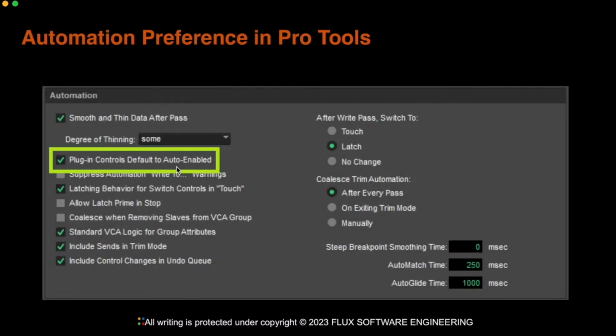Okay, and for people that don't want to deal with this automation dialogue every single time, in the preferences in Pro Tools you can say auto-enable everything for control by default. So this way, it's all there. You just have to watch what you're recording, what you're potentially erasing, and so on and so forth, okay? So yeah, the automation preferences.